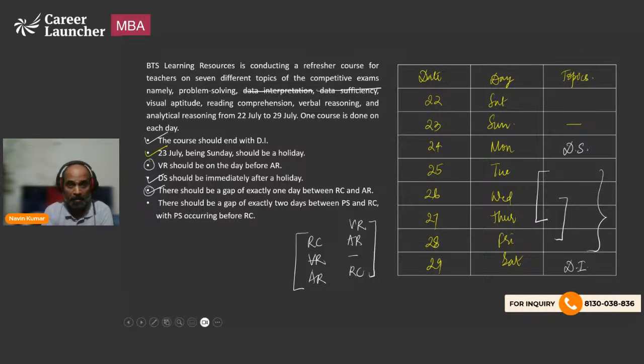We will not straight away make all the cases. We will read the last bullet point. Last bullet point says there should be a gap of exactly 2 days between PS and RC, while PS occurring before RC. So if PS is supposed to occur before RC and there should be a gap of exactly 2 days, this is what we should have. In this case, there will be a repetition of VR and PS occurring on the same day. And in the question, it says it happens only on 1 day. So this scenario will not make sense.